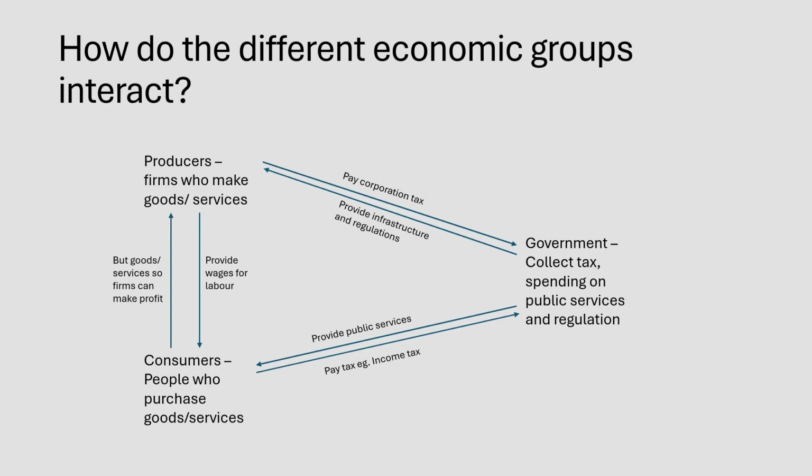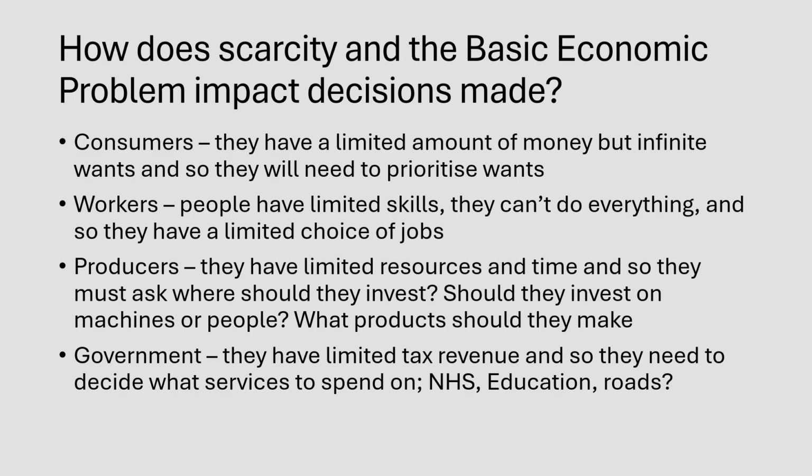Producers interact with consumers by providing them with wages and labor. In return, consumers will buy goods and services from firms so that they can make a profit. The consumers will interact with the government by paying taxes, like income tax, and in return, the government will provide public services.